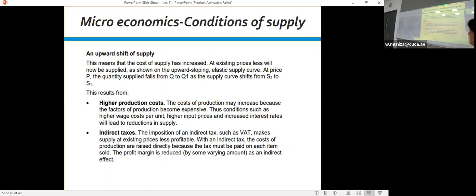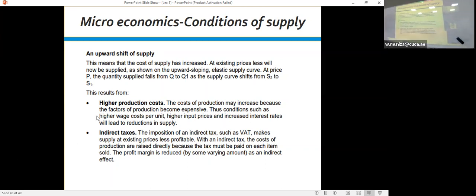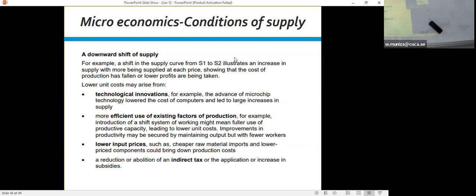The imposition of an indirect tax, such as VAT, value-added tax, makes supply at existing prices less profitable. With an indirect tax, the costs of production are raised directly because the tax must be paid on each item. The profit margin is reduced as an indirect effect. So when the profit margin is going to be reduced, the supply is going to be lesser in that case.